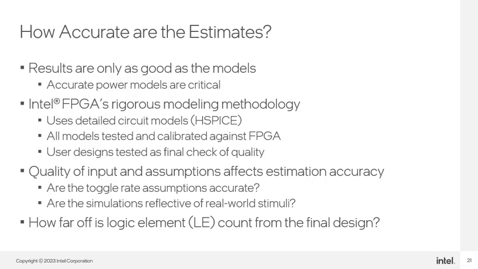Even with highly accurate power models, the power estimates provided by the tools are only as good as the information that is provided to them. For example, are toggle rates accurate? Does the signal activity information model real-world operation of the design? Is the count of resource usage, such as the number of logic elements used, accurate for the design? The more accurate the information, the more accurate the estimates.